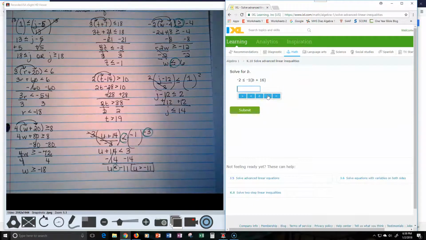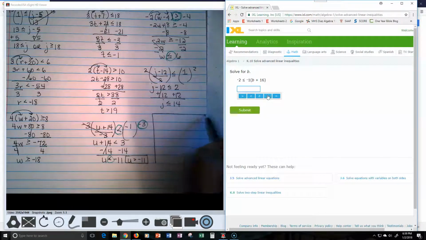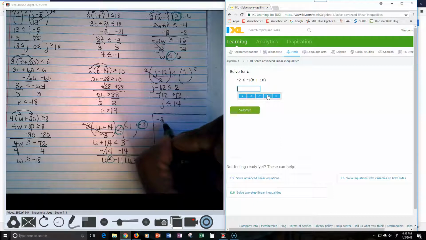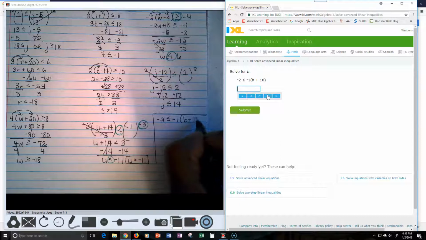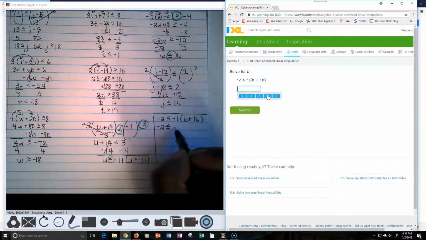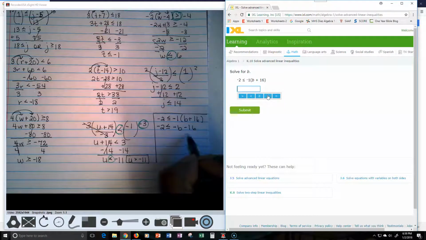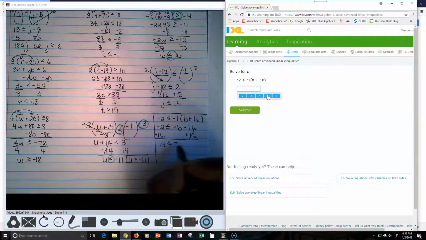Okay, I think this is finally the one I've been looking for. I'm going to put a box here because I think I'm running out of room. So I've got negative 2 less than or equal to negative 1 multiplied by b plus 16. So I've got negative 2, I know, I got it, negative b minus 16. I'm going to add 16, and I've got negative 2 plus 16 is positive 14, less than or equal to negative b.